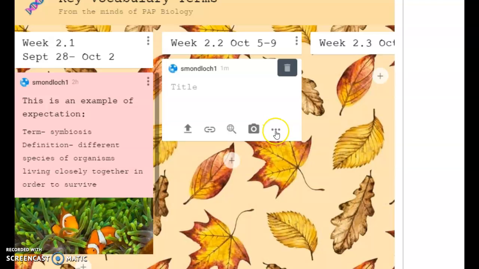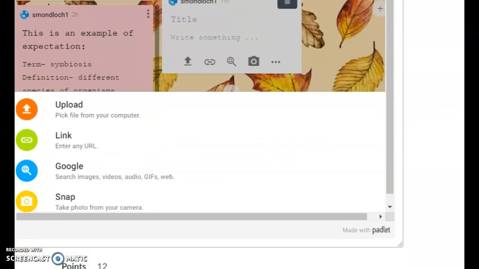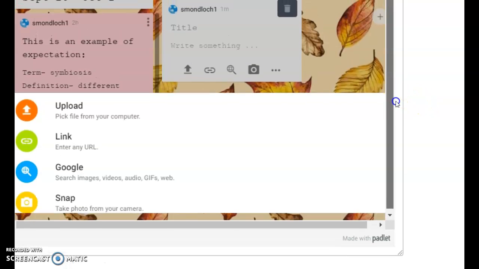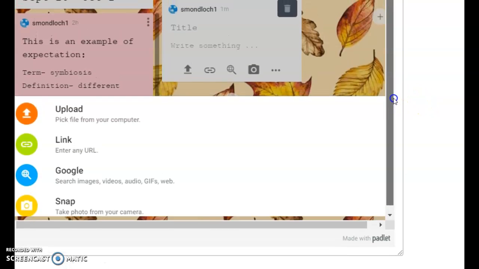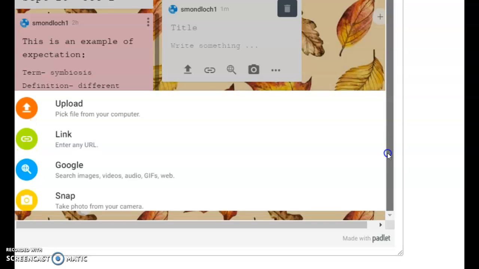And then to add your picture, if you click on this, it allows you to upload, you can link, you can do a Google search for images, hint, hint, or you can take a photo with your camera. Or you can draw a picture of the term, say you're using your notebook, and you draw a picture of a term or something that you've done this week and you want to snapshot that, that's an option too.